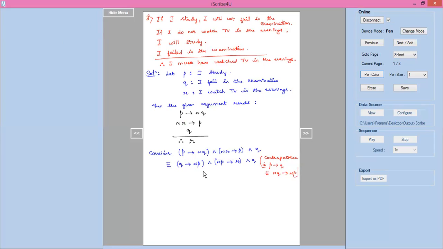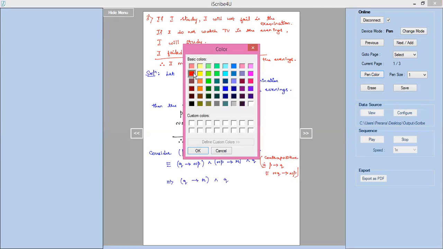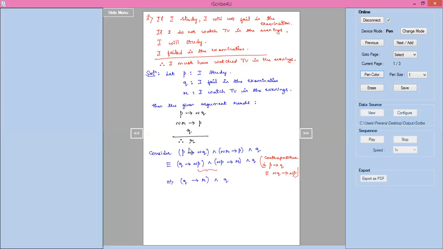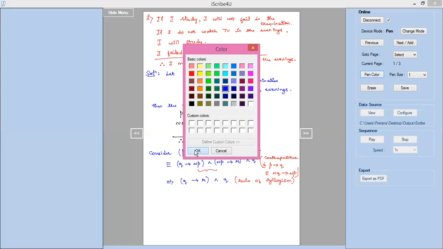Now, what is the use of applying contrapositive? Observe it is of the form Q conditional negation P and negation P conditional R. So clubbing these two, I can apply the rule of syllogism and combine these two expressions together and write it down as, so this implies for us Q conditional R and Q as it is. So this is an application of rule of syllogism. So we clubbed these two and applied rule of syllogism.